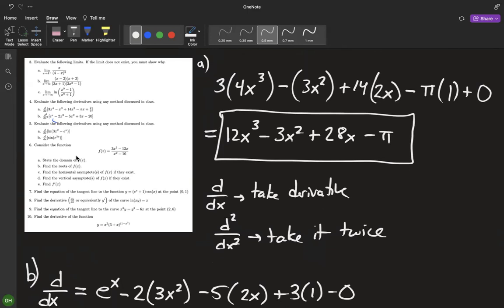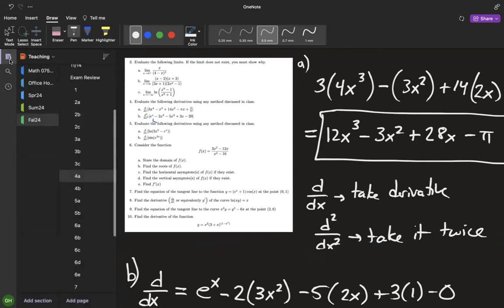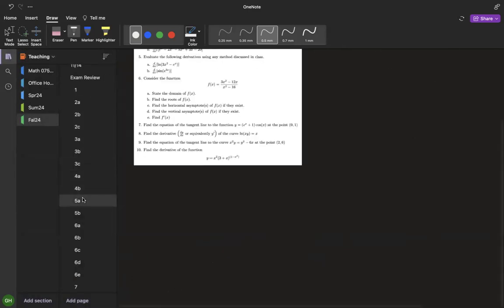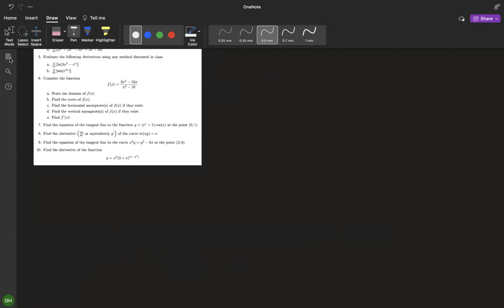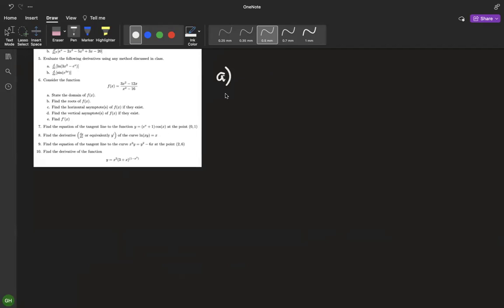So for 5, we introduced some of our weirder rules. So the natural log and trig, as well as chain rule. So to handle 5a here, what I need to do is, well, I could either think of this as the chain rule, or I could think of this using the formula for the derivative of natural log.